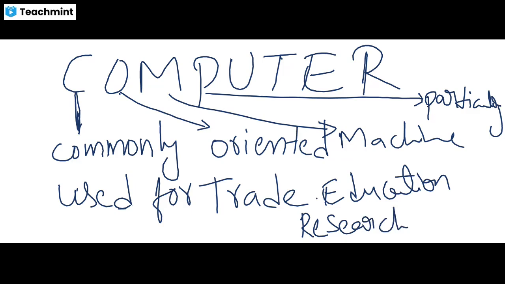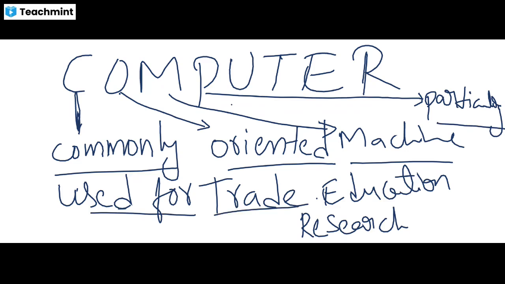What is the full form of the word computer? C means commonly, O means oriented, M means machine, P means particularly, U means used for, T means trade, E means education and R means research. We'll be using the computer for trade, for education purposes and for research purposes also. It is a commonly oriented mission, particularly used for trade, education and research. This is the full form of the word computer.